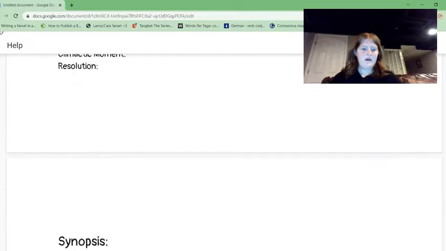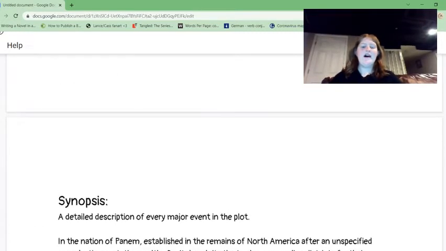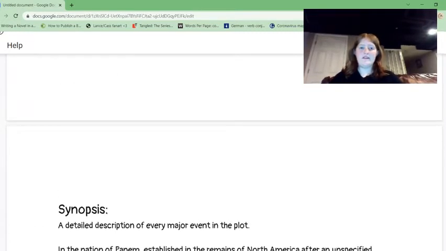And so even if it doesn't end on a happy ending, you want the readers to know that it's the end. So then we have the synopsis, which is a detailed description of every major event in the plot. And this is to help you actually write the story. You might not want to do this, like I said before, if you're not into planning out every single thing that happens.